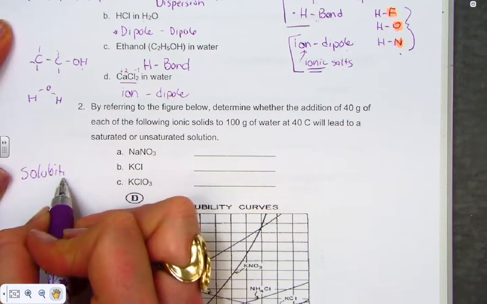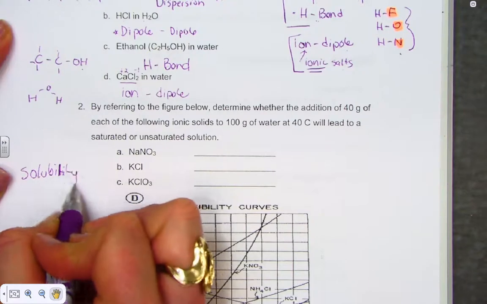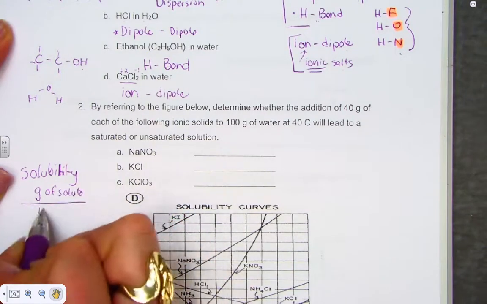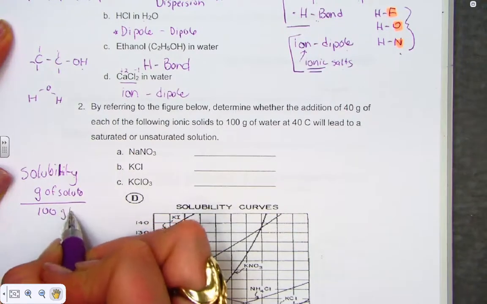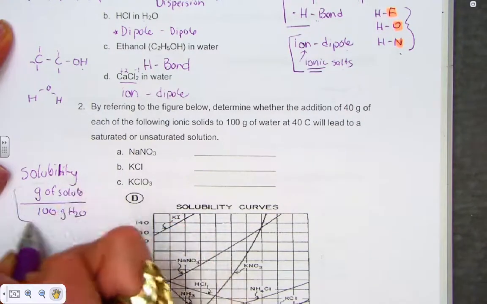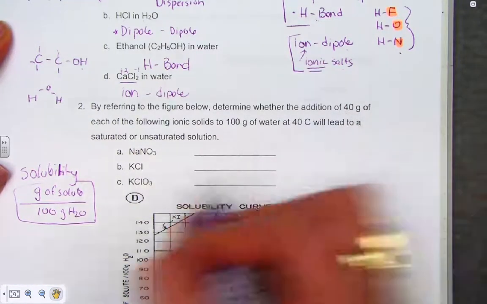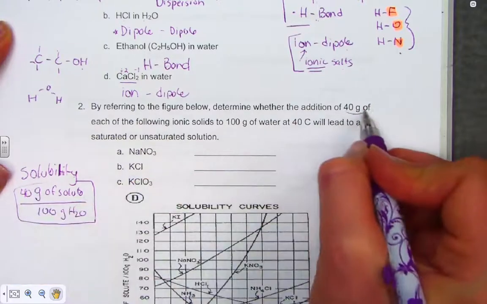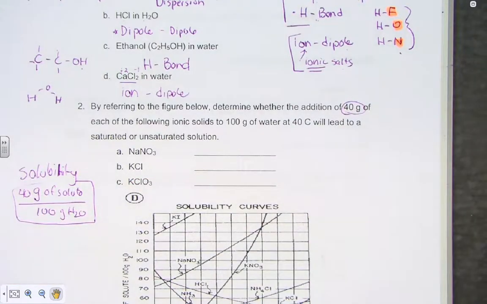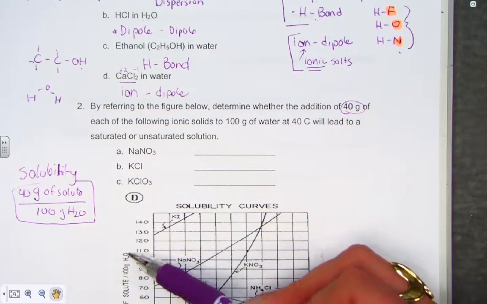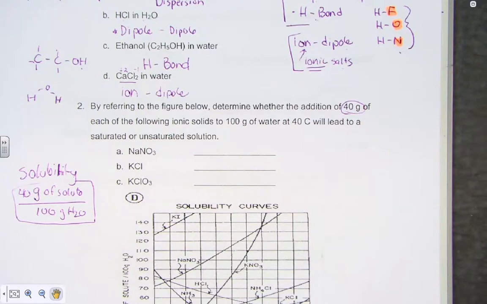Solubility is generally given in grams of solute per 100 mL or 100 grams of water. Those are the units given for the term solubility. So it's asking us, if I indeed put 40 grams of each of the following solutes into 100 grams of water, and that's what it's telling us on the y-axis, is the solution ending up to be saturated or unsaturated?